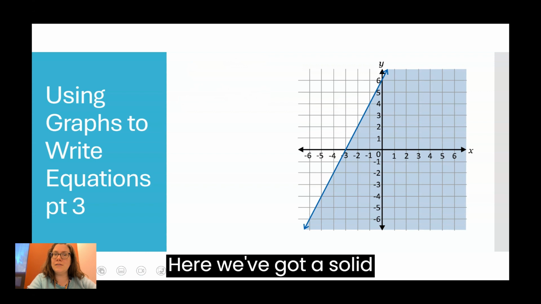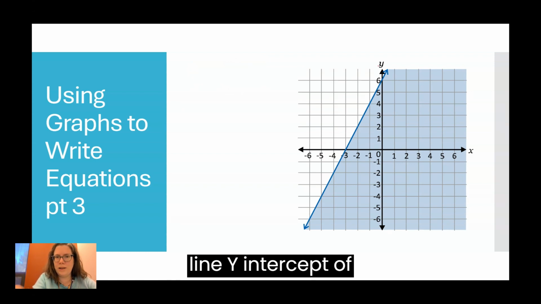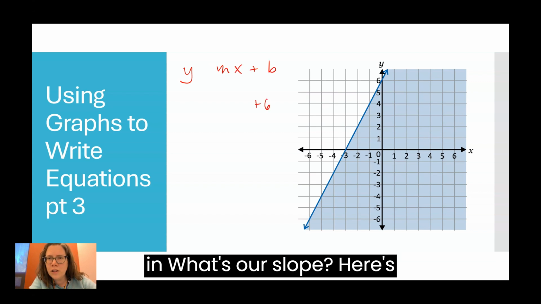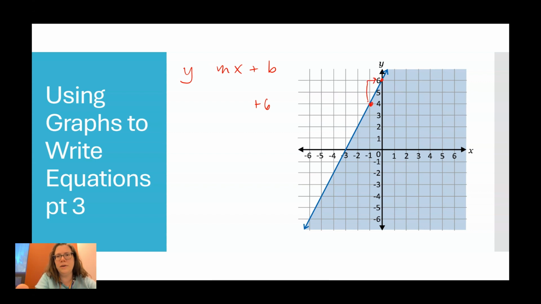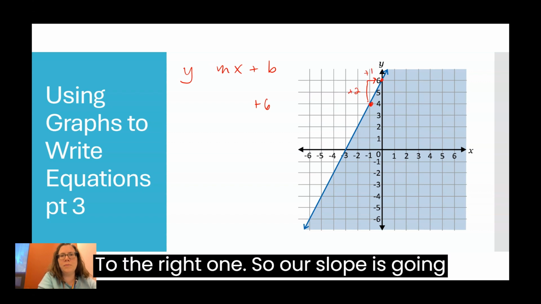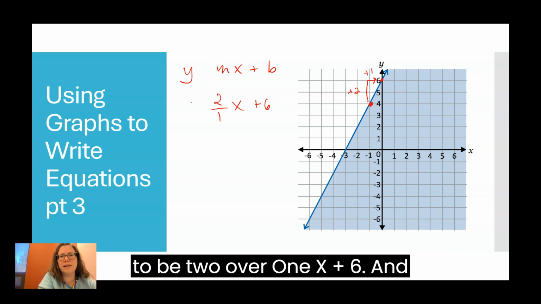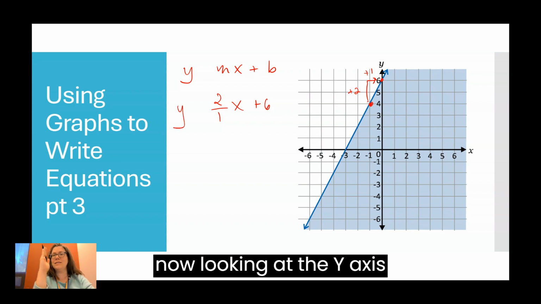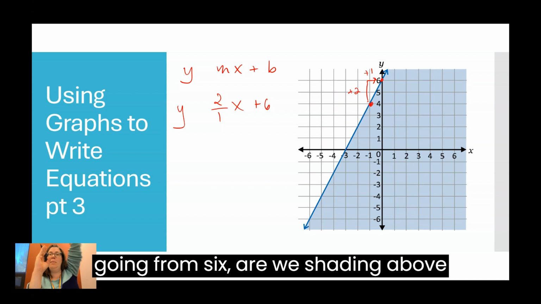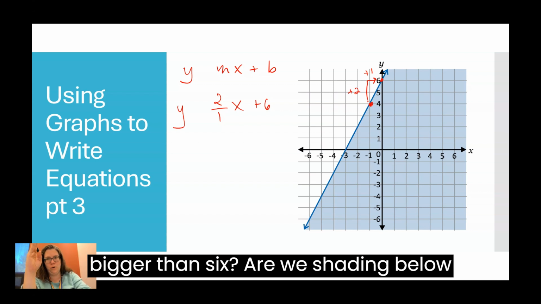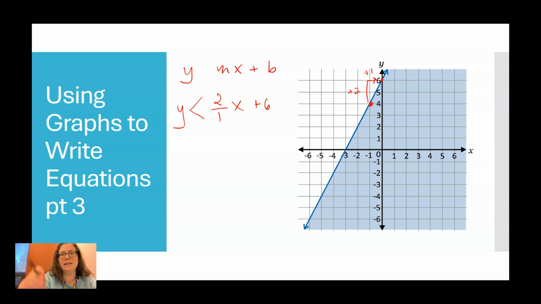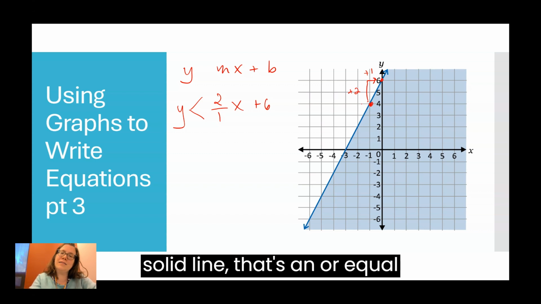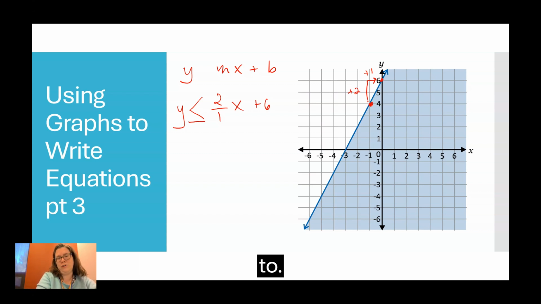Here we've got a solid line, y-intercept of 6. So let's put that in. What's our slope? Here's a nice point and here's a nice point. Up 2 over 1 to the right 1. So my slope is going to be 2 over 1 x plus 6. And now looking at the y-axis, going from 6, are we shading above, bigger than 6, or are we shading below, less than 6? And this one we're shading below, so y is less than 2x plus 6. And since we had a solid line, that's an or equal to.